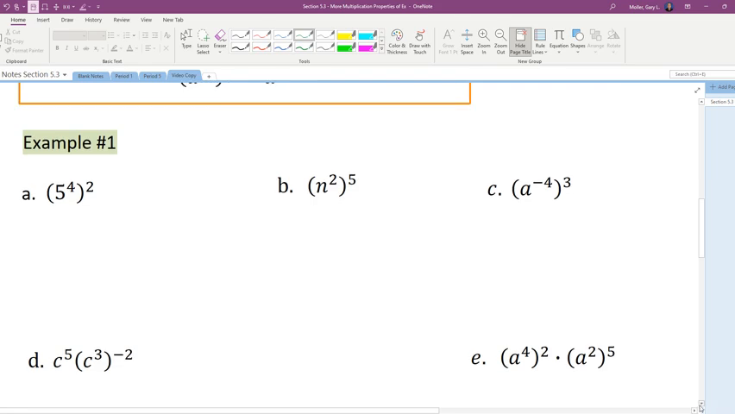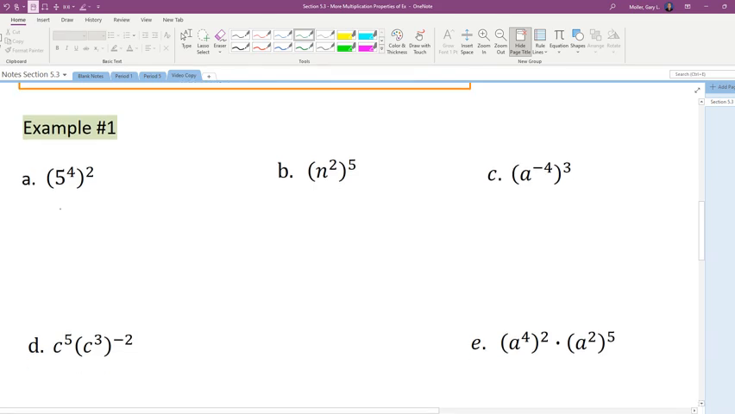Example 1, the rule says power to a power we multiply, so this should just be 5 to the 8th power. n to the 2nd to the 5th, that just becomes n to the 2 times 5th power. a to the negative 4 times 3 would be a to the negative 12th, but we're going to use our other rule and simplify this problem to be 1 over a to the 12th.